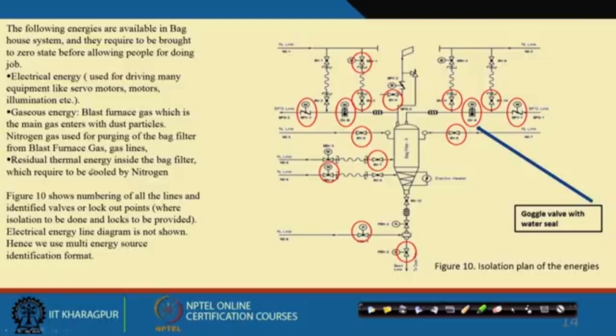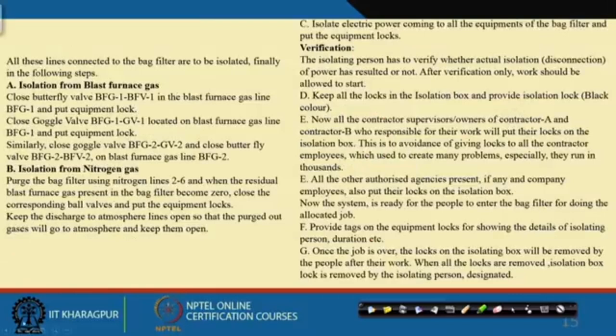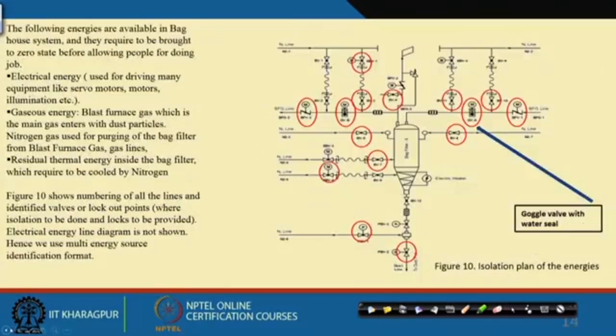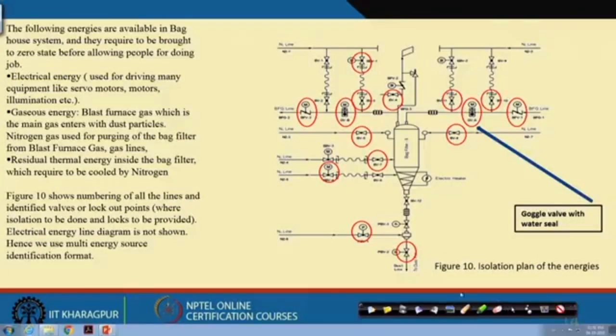That means, once the blast furnace gas line, this is the blast furnace gas, this is the butterfly valve. First people close the butterfly valve, so that the gas coming will become very, very less. Butterfly valve is not zero leak proof.